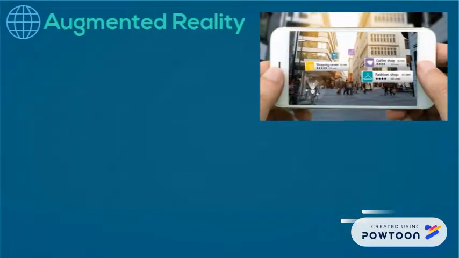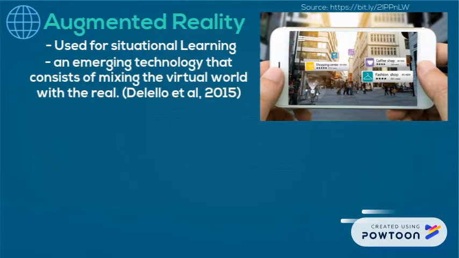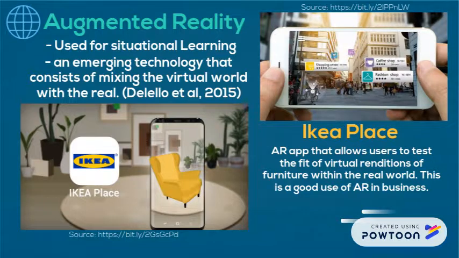Augmented reality is another tool used for situational learning. It is an emerging technology that consists of mixing the virtual world with the real. An example of augmented reality used in business is IKEA Place. IKEA Place is an augmented reality app that allows users to test fit virtual renditions of furniture within the real world. This is a good use of AR in business.